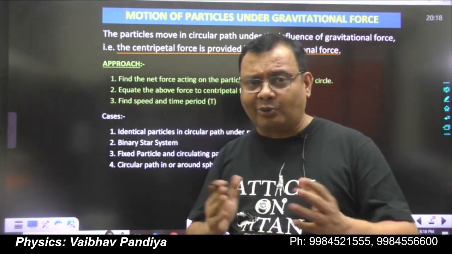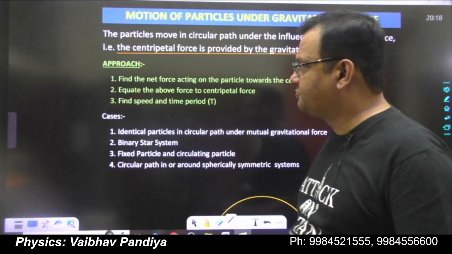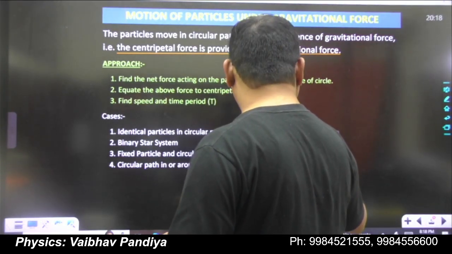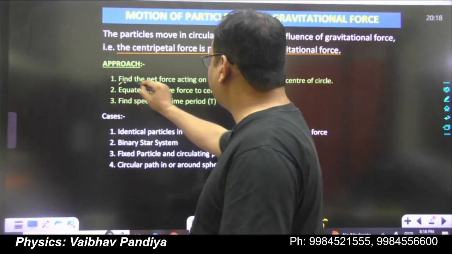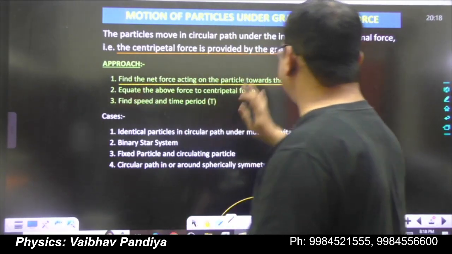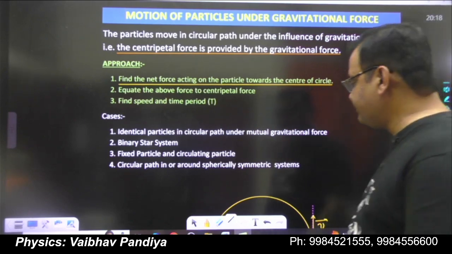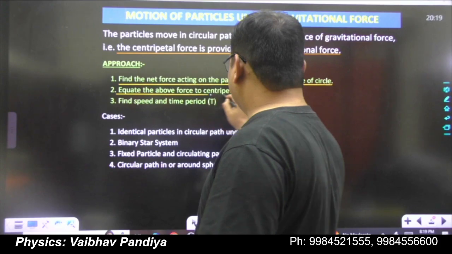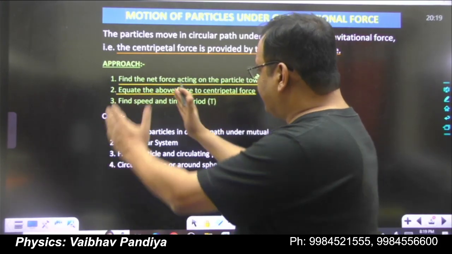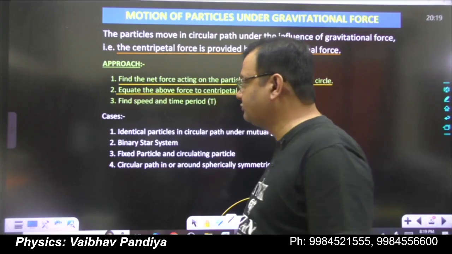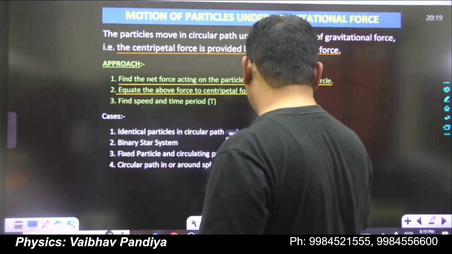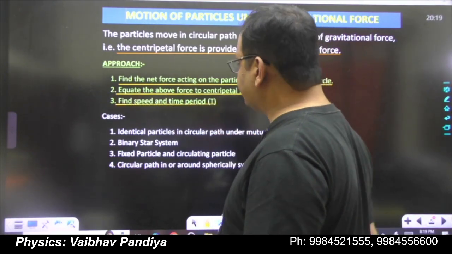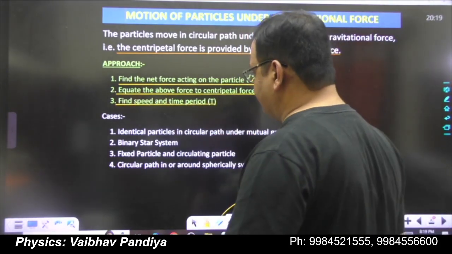Now let's see what will be the outline, the skeleton or the roadmap for solving such problems. You will take any one particle as the subject, make its FBD and find the net force on the particle acting towards the center of the circle. That will be step 1. Step 2, whatever be the net force acting on the particle towards the center, that force will provide the centripetal force. So we will equate that force to centripetal force, that is equal to mv square by r, and then you can find the time period and speed. You can find v, making v the subject, then you can find the time period as T equal to 2 pi r by v.